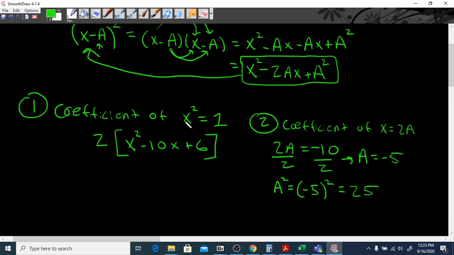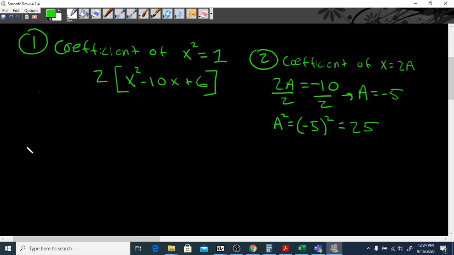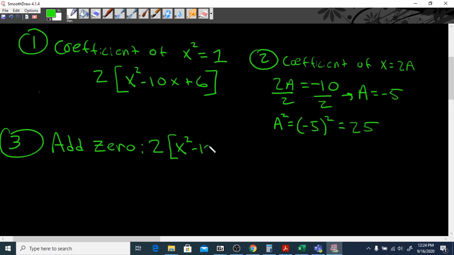So the only way that we can bring it there is if we add 0. Okay. So again, the only two things we can do are multiply by 1 and add 0. And here we're going to add 0. Okay. So I'm talking about 2 multiplied by x squared minus 10x plus 25 minus 25. There's the 0. And I still have the plus 6 hanging out.